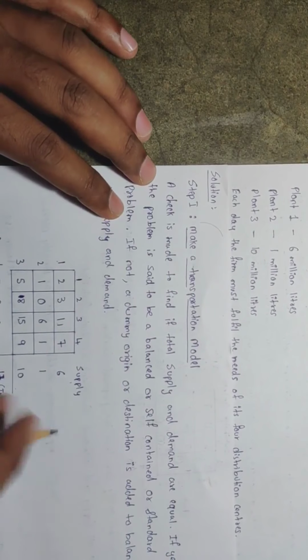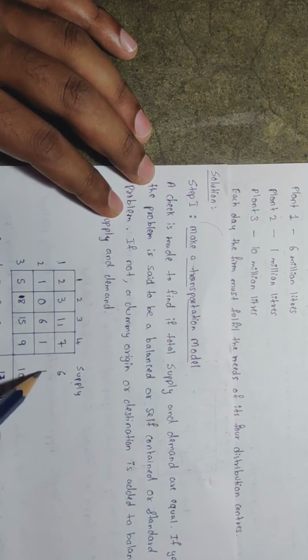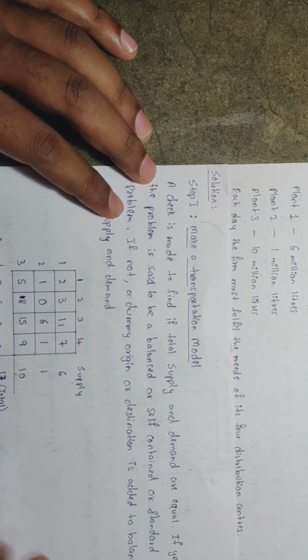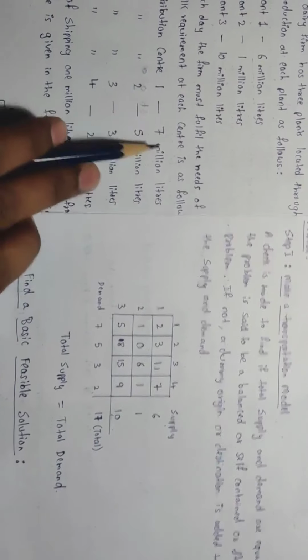Next, plant 2 is supplying how much? 1 million liters daily. That I have written here. In the same way plant 3 is dealing with 10 million liters daily, so I have written 10 million liters here. Now what are the requirements of the distribution centers? Let us check that one. Distribution center 1 requires 7 million liters.